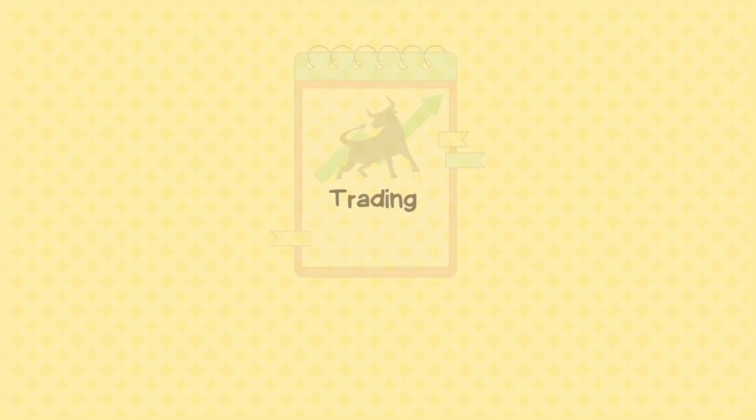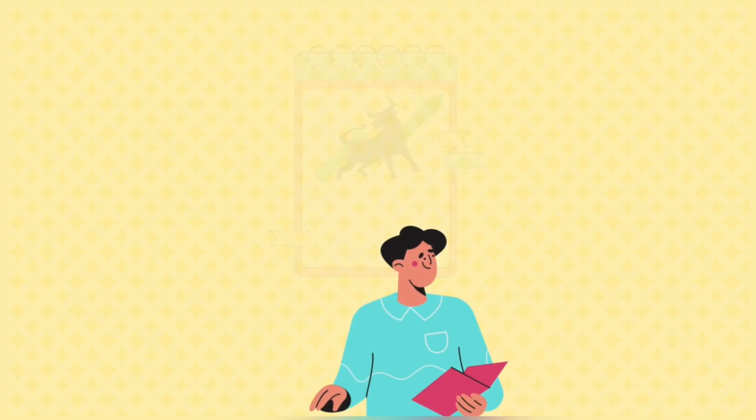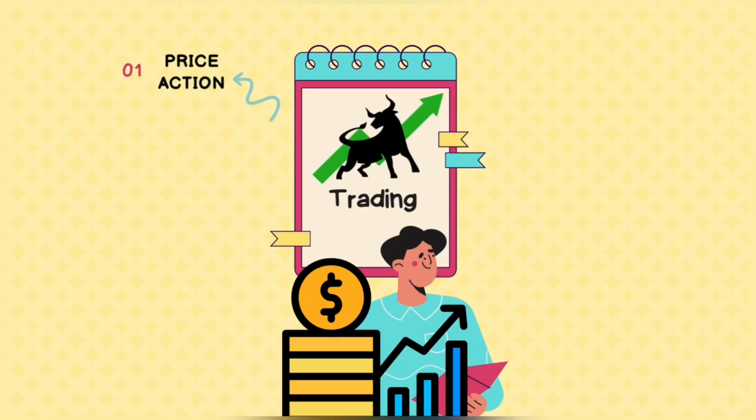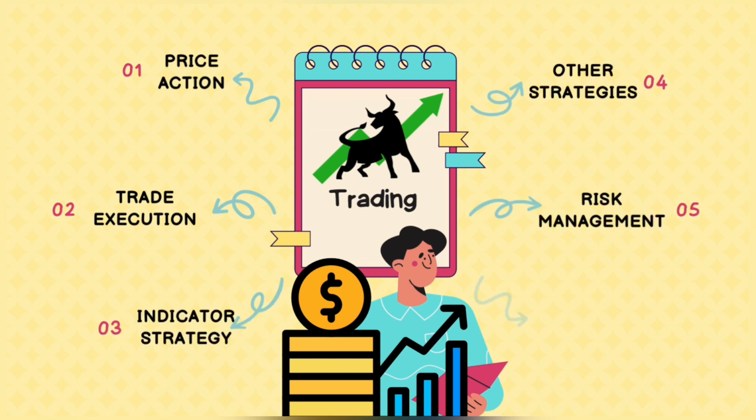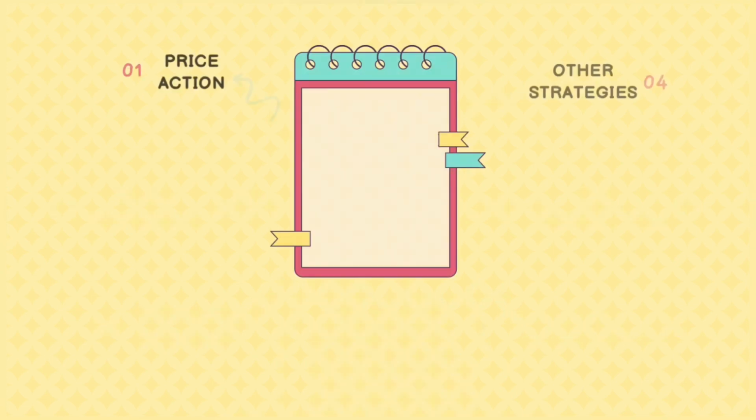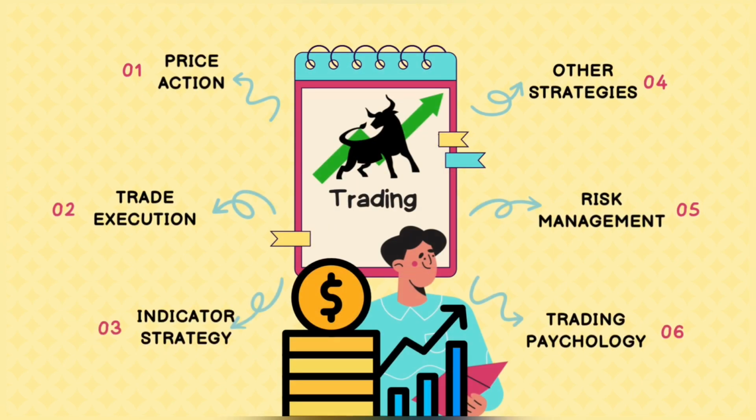In order to make money from trading, you need to focus on 6 points, which are price action, trade execution, indicator strategy. Then come a few other strategies beside the indicator strategy, risk management, as well as trading psychology. All these points are quite important, and as I said previously, we will focus on indicator strategy and trade execution.